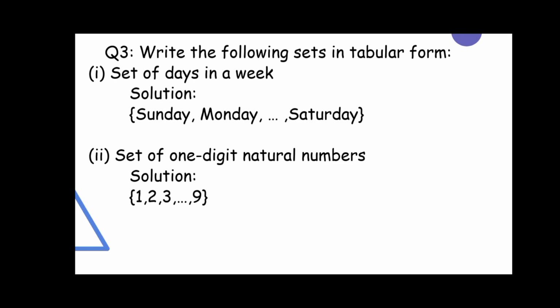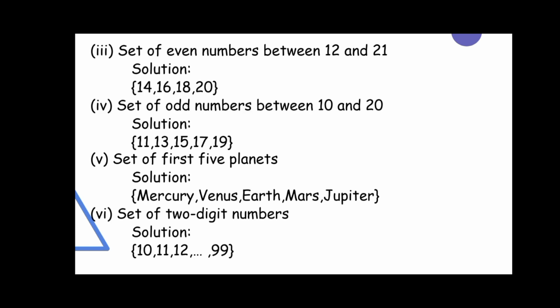Part 1 is the set of days in a week, and we know how many days are in a week. So we just need to mention all the days in this set, starting from Sunday, Monday, comma, and so on, then Saturday, then curly bracket close. Then part 2 is the set of 1-digit natural numbers, and we all know that 1-digit natural numbers start from 1 till 9. 0 is not a natural number, okay, that's why 0 is not in this set. So the set goes 1, 2, 3 and so on to 9.